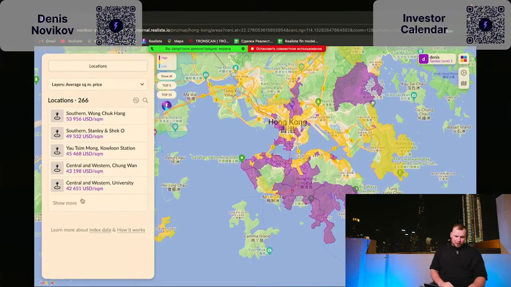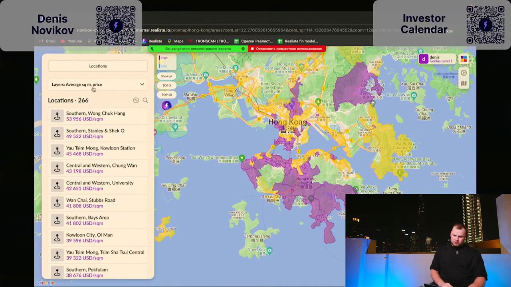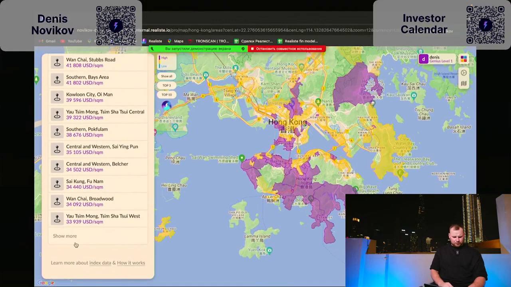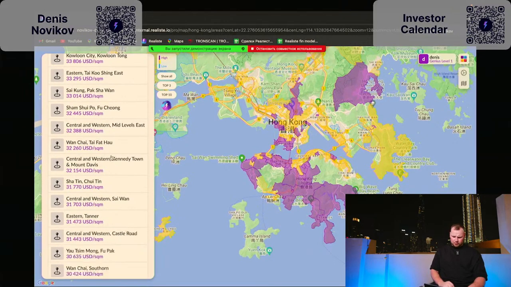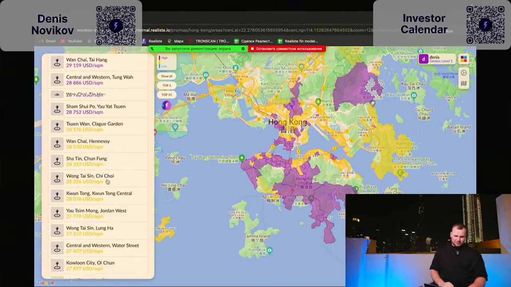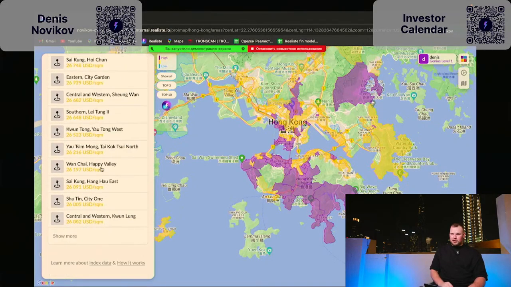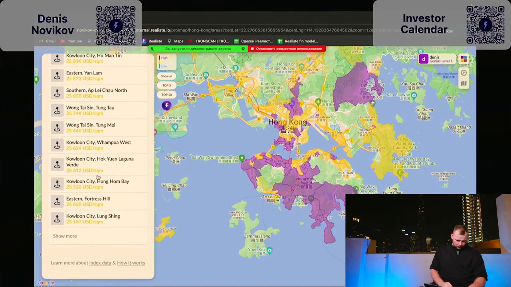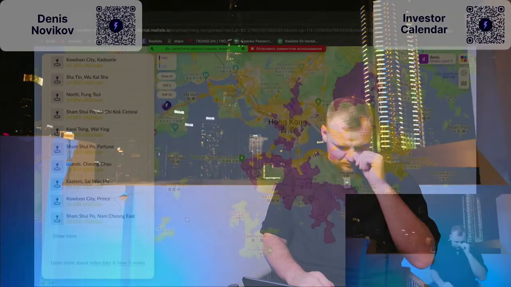The most expensive one, $54,000 per square meter. I tried to find something below 20,000 per square meter, and it was very hard. Hong Kong is very expensive. Let's look at, I don't know, for example, this one.